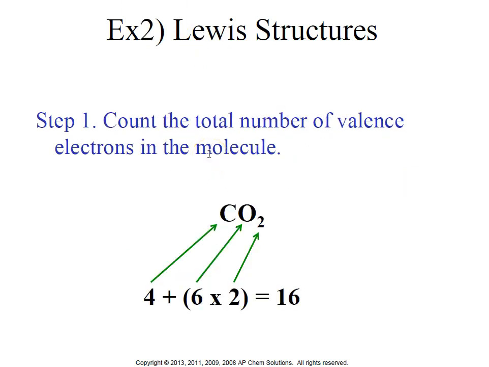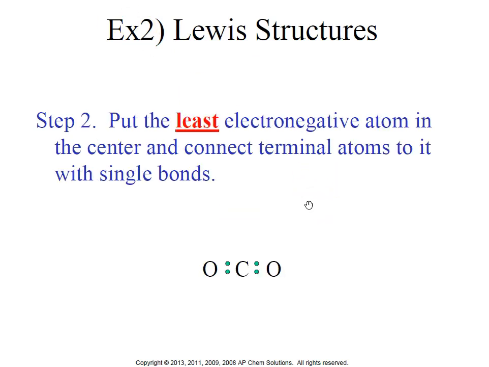All right, let's look at another example: carbon dioxide. So first we're going to count the total number of valence electrons in the molecule. Carbon has 4 valence electrons, while each oxygen has 6. So 6 times 2 is 12 for the oxygen, and then 4 from the carbon. So we have 16 total valence electrons.